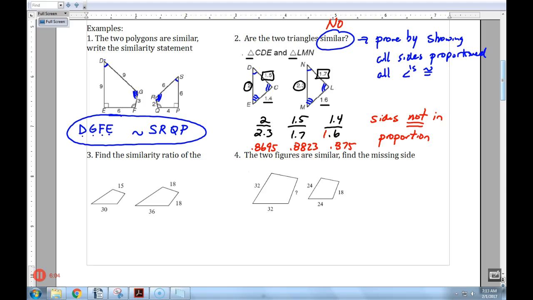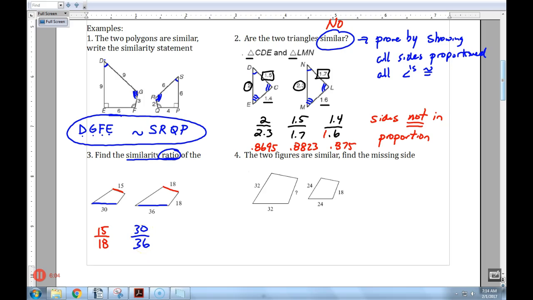Alright, next one says find the similarity ratio. Remember, ratio is just a fraction. So I got to find the similarity ratio. And I don't care if you go little to big or big to little. So one way to write it, I see that 15 matches up with 18. And then I also have 30 matches up with 36. And now I just basically have to check these two.